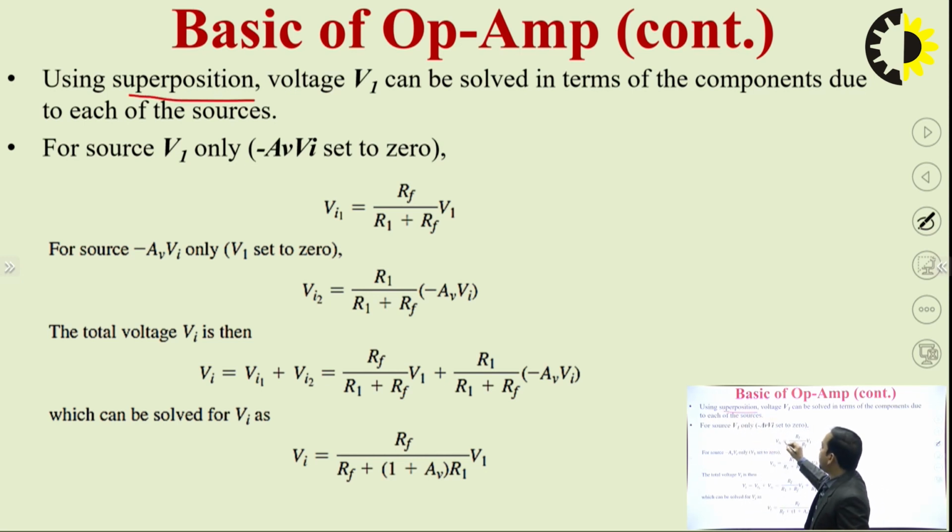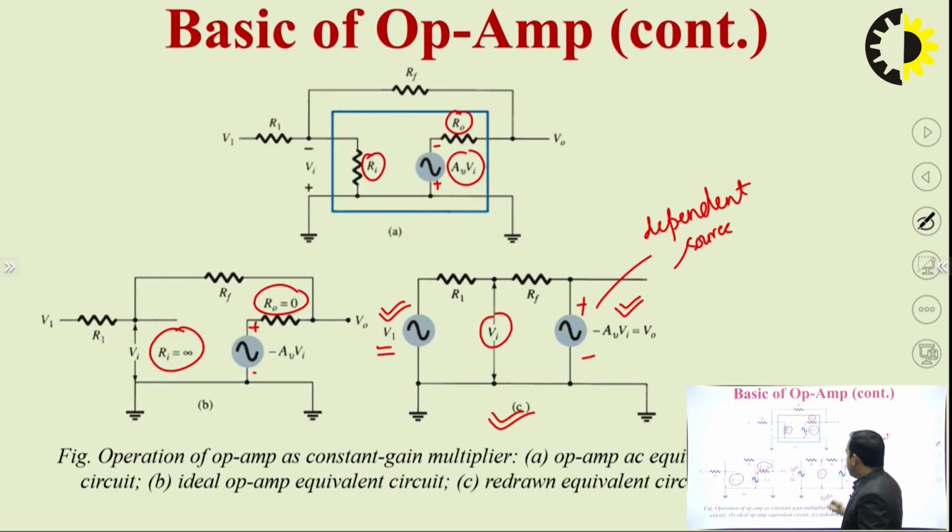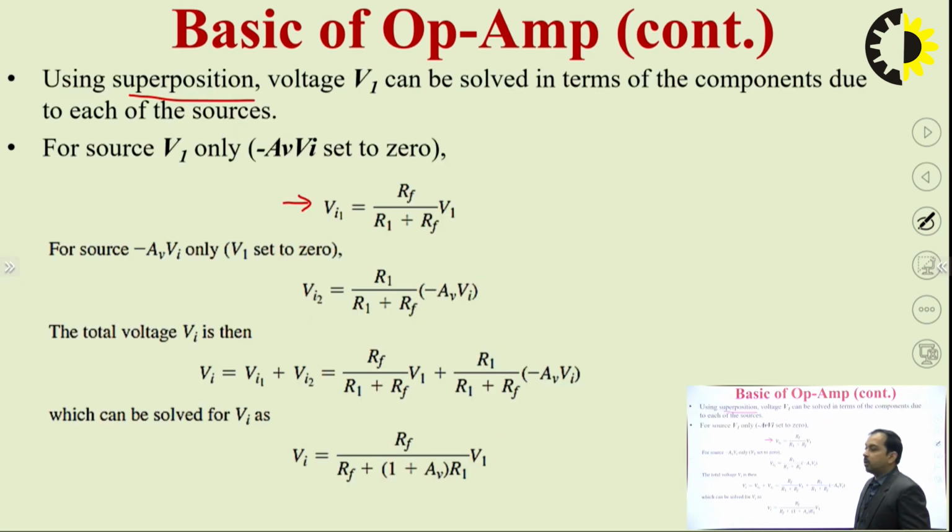So how can we calculate Vi1? Vi1 is nothing but V1, this voltage V1 gets divided across these two resistances. So we will utilize the voltage divider rule, which says V1 multiplied by Rf divided by R1 plus Rf. So we have the first equation, which is V1 multiplied by Rf divided by R1 plus Rf.